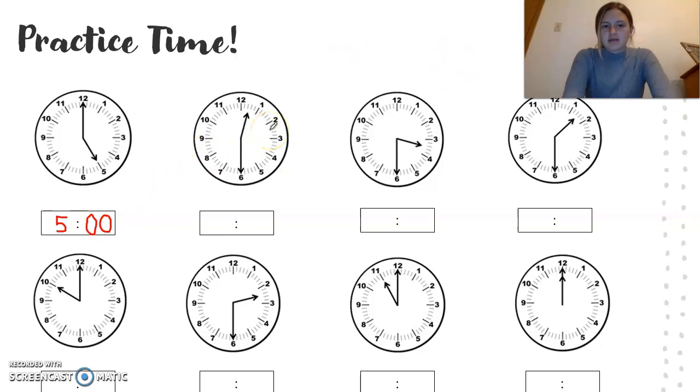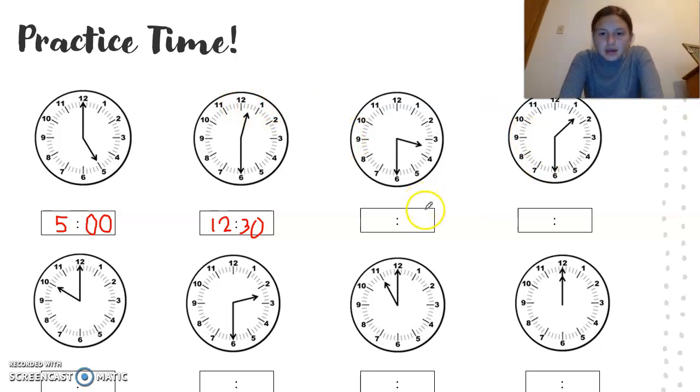Next, we have a little bit of a tricky one. So our small hand is between the 12 and the 1, and our big hand is at the 6, which we know the 6 means 30, right? So write that one down. Okay, I got 12:30. Because we're halfway between the 12 and the 1, right? Halfway between.